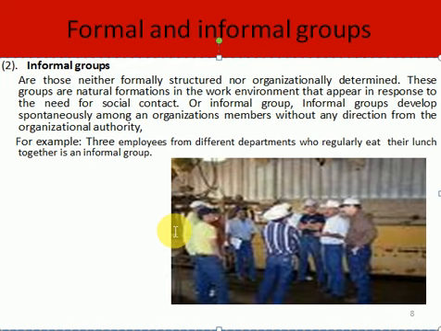So such a kind of group that has been formed without the authority of the leaders or the top level management of the organization, but the group is formed, is called an informal group.